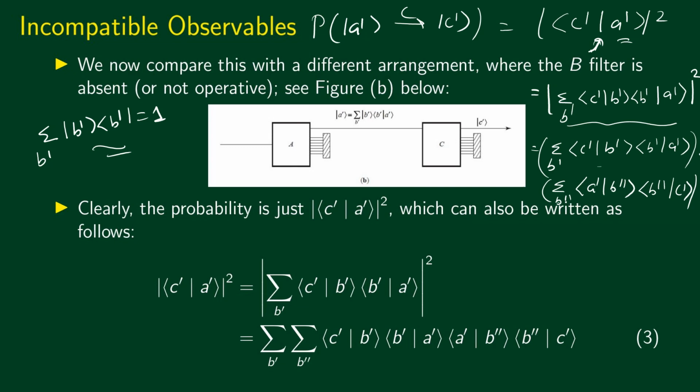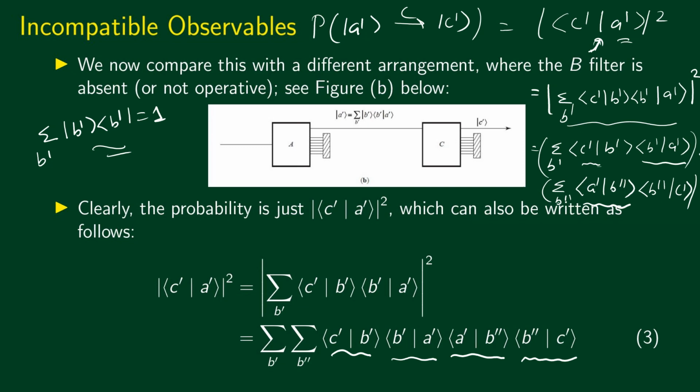Okay, so that's what we have here. The summations I have written together, sum over B prime, sum over B double prime. And what do I have? I have got bra C prime, ket B prime, that's this term, and bra B prime, ket A prime, that's here, right? And then I have got bra A prime, ket B double prime, that is this, and bra B double prime, ket C prime. Right? This is the probability for obtaining C prime if I start with ket A prime.